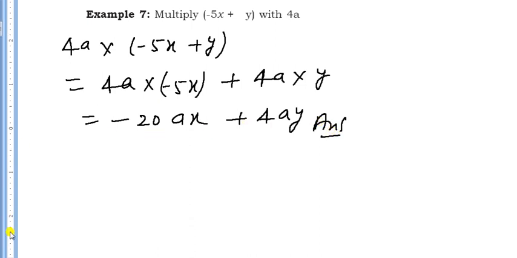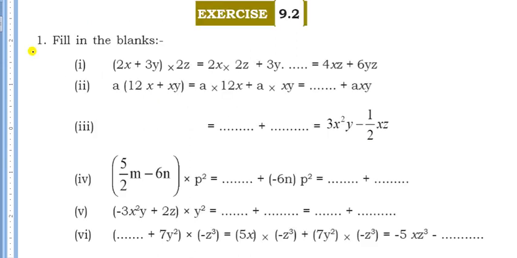Let us see your next question, that is in exercise 9.2. It is the fill in the blanks. The question is here. First of all you have to see here 2x plus 3y multiplied by 2z. So 2z is multiplied to this 2x, so this one is given here. And 2z is multiplied to this 3y, so it is given here. 3y multiplied by 2z, so you have to write here 2z. Correct. So that is the answer.